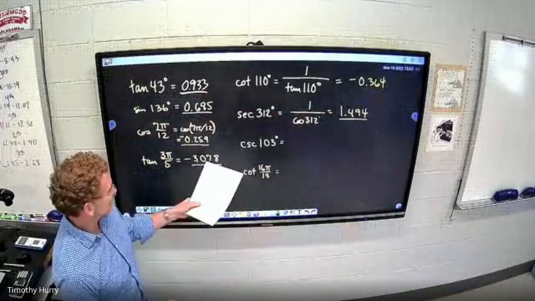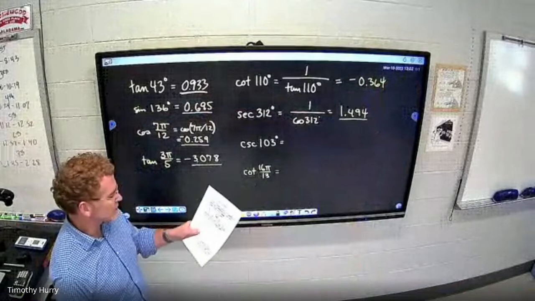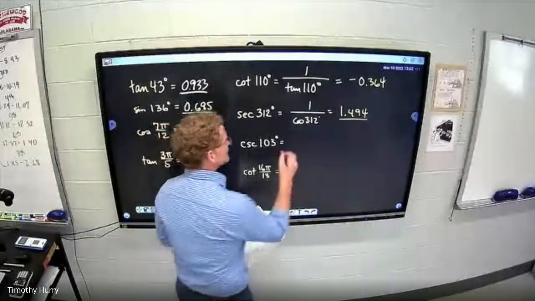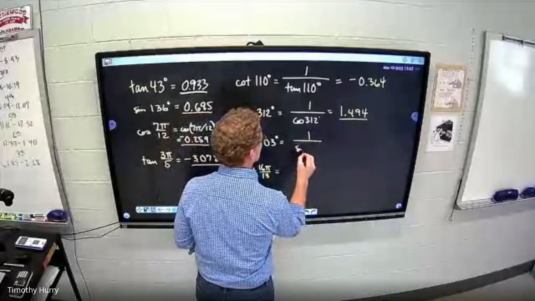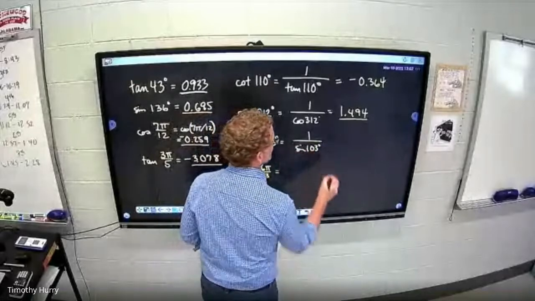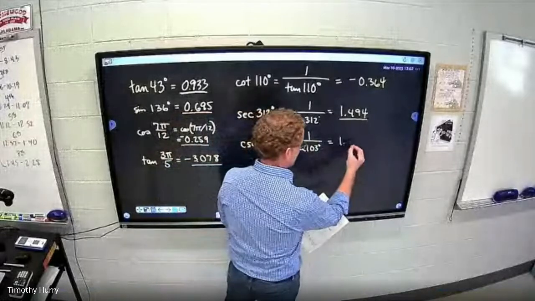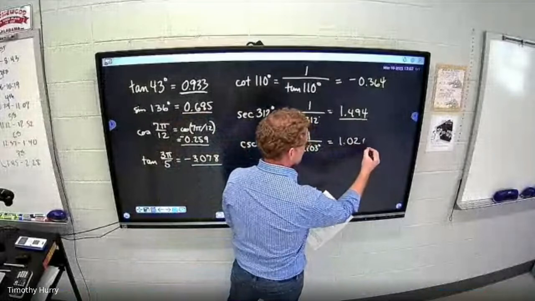And then the last one I have is cosecant of 103. What is cosecant a reciprocal of? Sine. So I am thinking in my head 1 over sine, or I'm typing in my calculator 1 over sine of 103. And I do that and I get 1.0263.